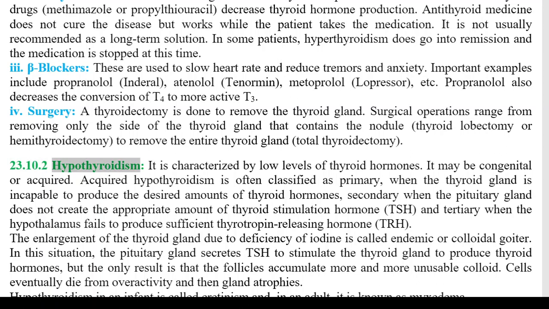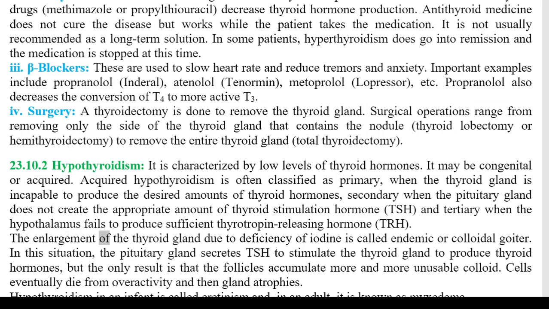23.10.2 Hypothyroidism. It is characterized by low levels of thyroid hormones. It may be congenital or acquired. Acquired hypothyroidism is often classified as primary, when the thyroid gland is incapable of producing the desired amounts of thyroid hormones, secondary, when the pituitary gland does not create the appropriate amount of thyroid stimulating hormone, TSH, and tertiary, when the hypothalamus fails to produce sufficient thyrotropin-releasing hormone, TRH.